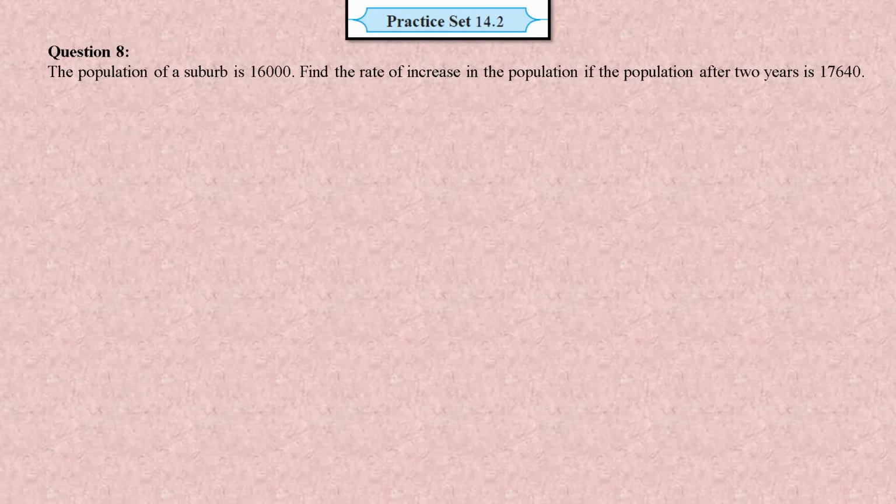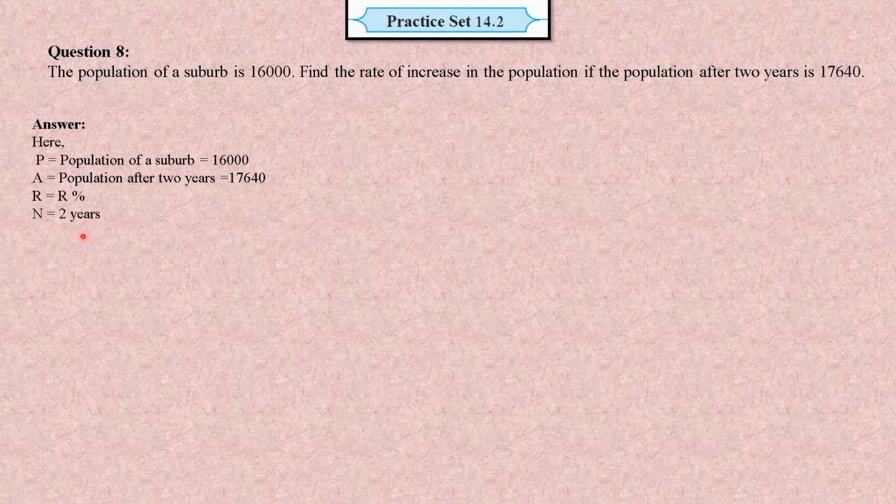Question number 8. The population of a suburb is 16,000. Find the rate of increase in population if the population after 2 years is 17,640. Let us start with the solution. Here, P will denote the population of the suburb, which is 16,000. A, that is population after 2 years mentioned in the question, is 17,640. R, the rate of compound interest, has to be calculated.